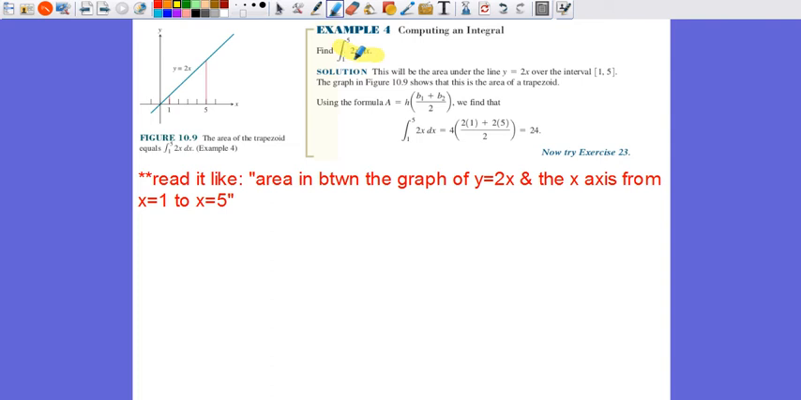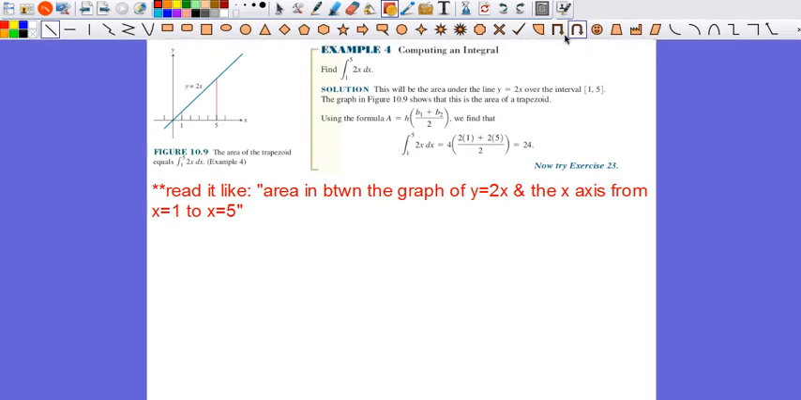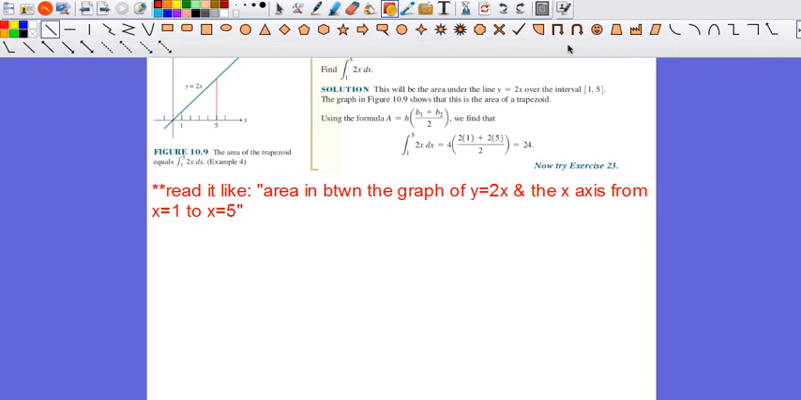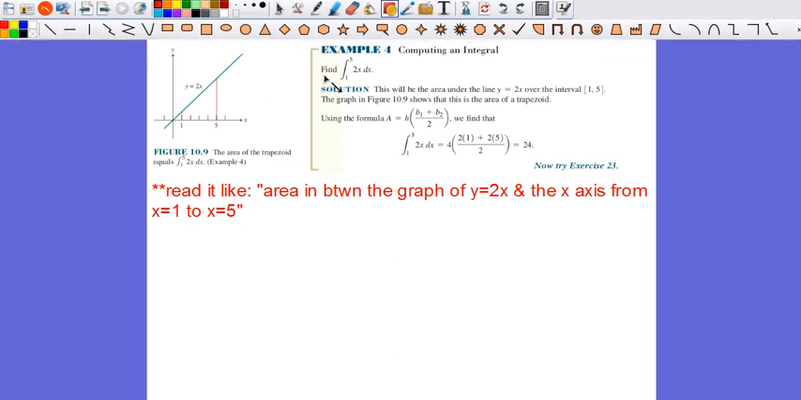Okay, so when you see something like this, I'm going to draw an arrow. I want you to read it like that. When you see this funky looking squiggly thing, 1 on bottom, 5 on top, with a 2x dx, the first thing I want you to do, for the purposes of just this being an introduction, is ignore that dx, okay?